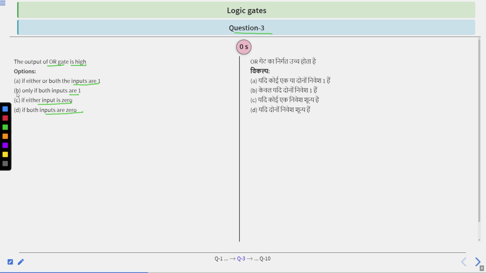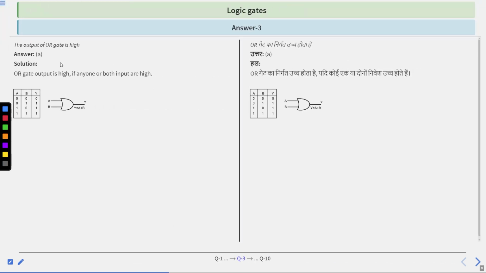Let's find a solution. So here the question asks about the output of OR gate. Clear? Suppose there is a gate and that gate is an OR gate. This is the symbol of OR gate and A and B are the inputs for this OR gate. The possible combinations for this OR gate are 00, 01, 10, 11. Clear? And the output will be Y equal to A plus B.